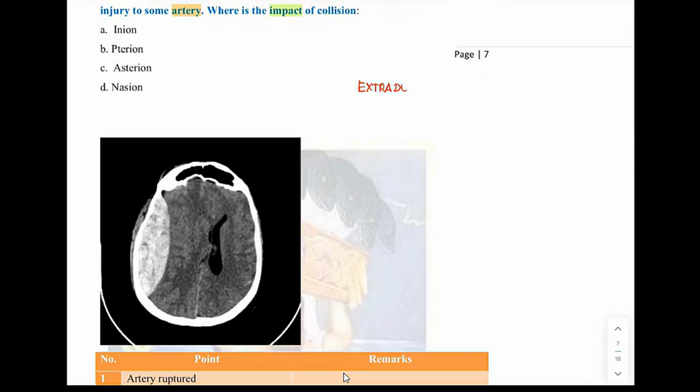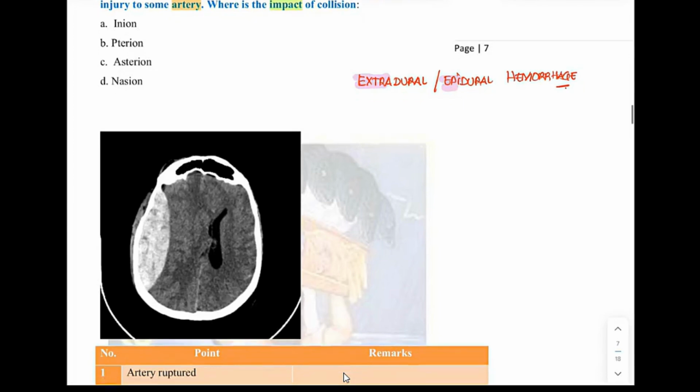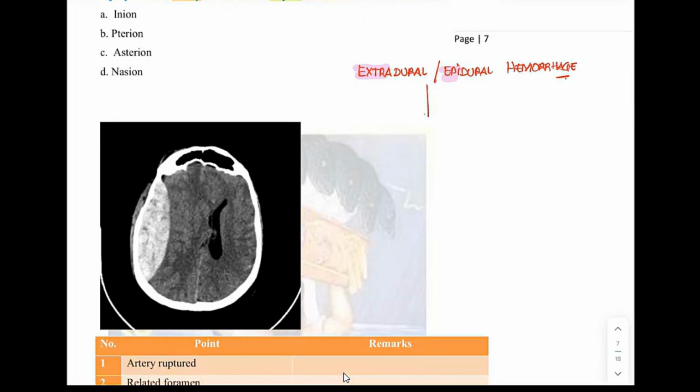So, extradural or epidural hemorrhage. Now, epidural or extra, the word epi means outside or above. So it means the bleeding is occurring above the dura mater, and this is usually arterial in nature, and the artery which is ruptured here is the middle meningeal artery.